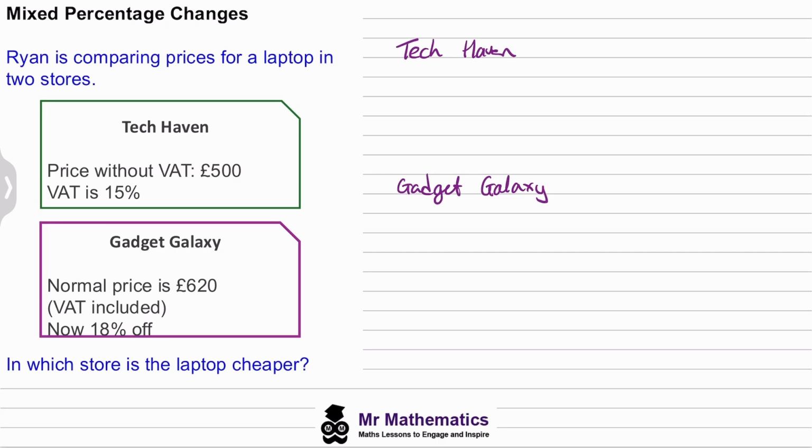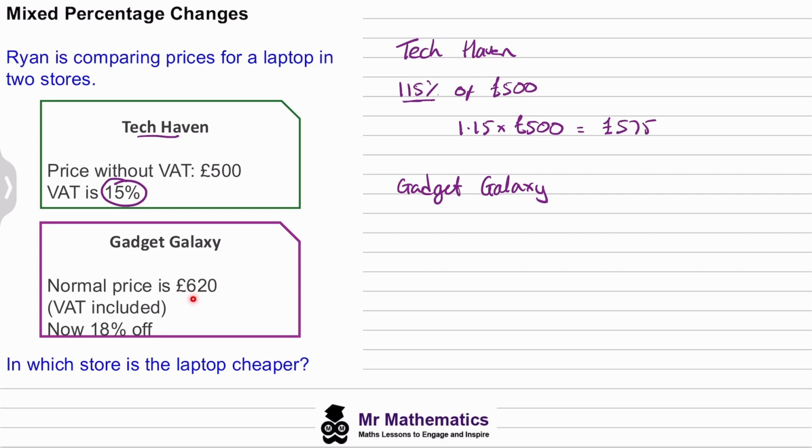Okay, so welcome back. So for Tech Haven, we need to add 15% on to the original 100%. So we're looking at 115% of the £500. We can convert this to a decimal as 1.15 multiplied by 500, and this will give us a cost of £575.